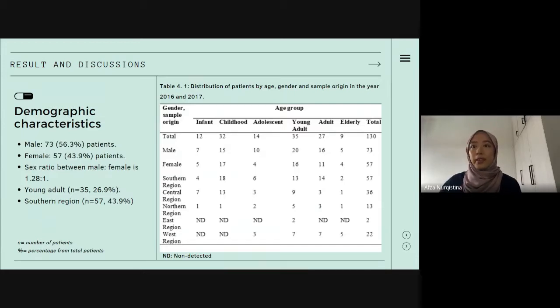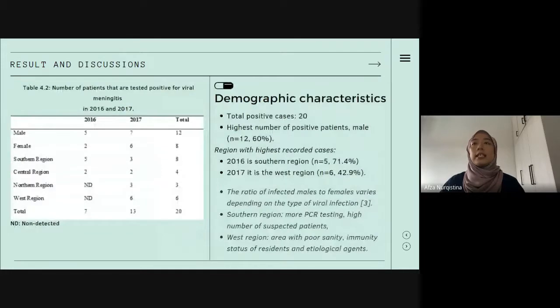Thus they cannot be elaborated. So from table 4.1, we can see the distribution of patients by age, gender, and sample origin. Most suspected patients are male, and the sex ratio between male and female is 1.28 to 1. And the majority of the suspected patients are from the young adult age group, and most of the sample origin is from the southern region. So this slide is a continuation from the previous one, and table 4.2 is showing the number of patients that tested positive for viral meningitis.